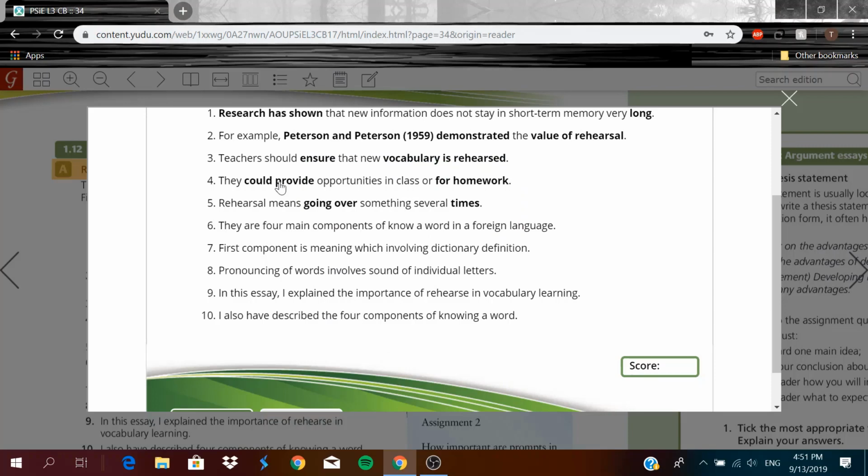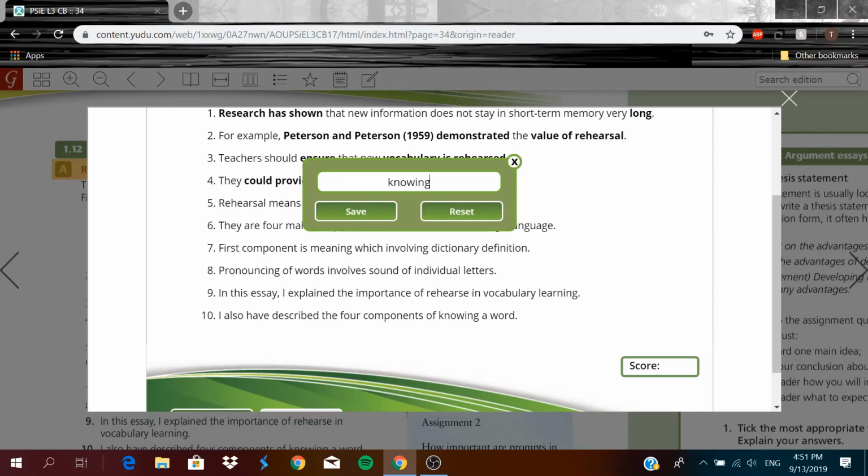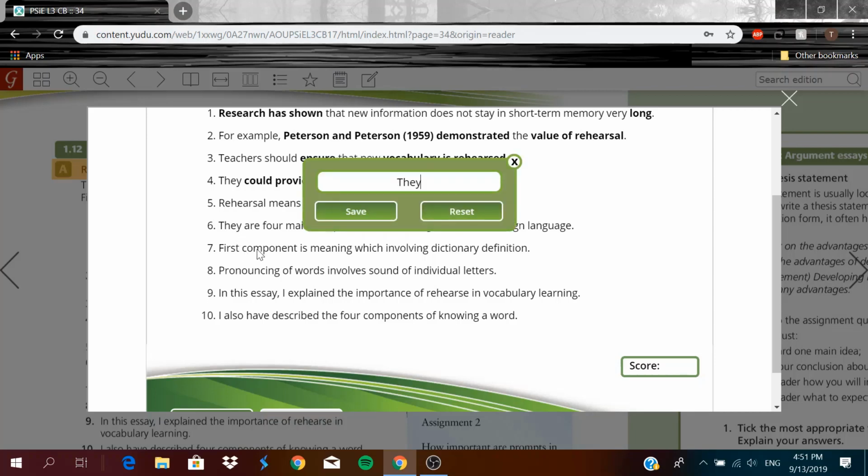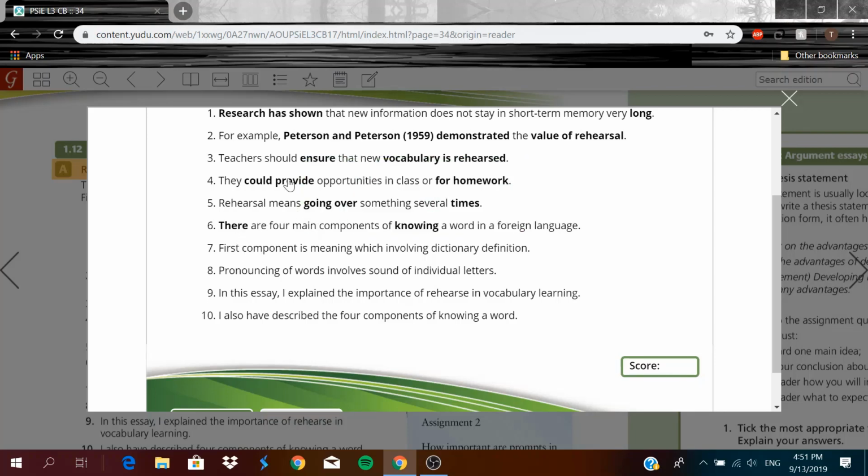Okay? And then we have number 6. They are 4 main components of know a word in a foreign language. So we'll say there are 4 main components of knowing, not know, knowing, of knowing a word in a foreign language. Okay? So they is also wrong, actually. So we'll say there and not they. Okay? I'm not talking about people. So there are 4 main components of knowing a word in a foreign language.